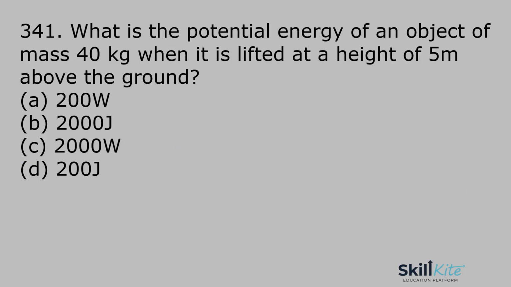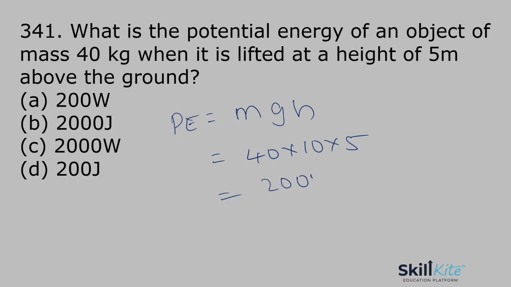What is the potential energy of an object of mass 40 kg when it is lifted at a height of 5 meter above the ground? Okay, so again potential energy mgh. Okay, so 40 into 10 into 5. 2000 joules. Okay, option B.